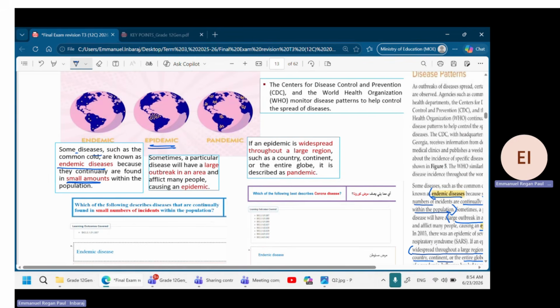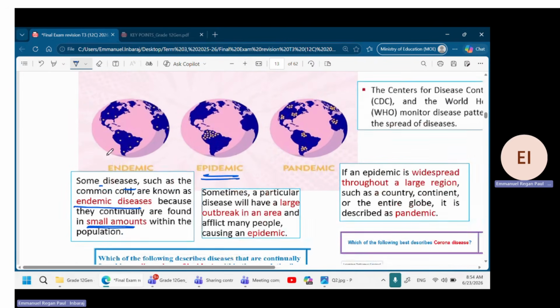You see here. This is another picture you should understand. You see here, in some regions only, the dots. I will zoom it. Make sure you learn this. You see the dots here. This is endemic, small number. You see here in one region many are having it. Then it is called epidemic. What is pandemic? You can find it almost everywhere in the globe. Many countries are having the disease. Then it is called pandemic.